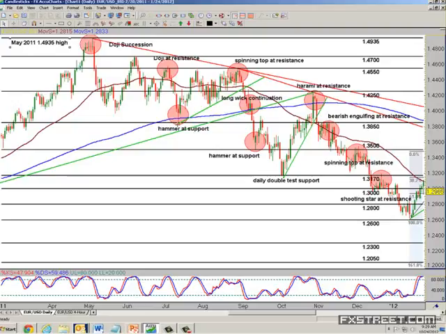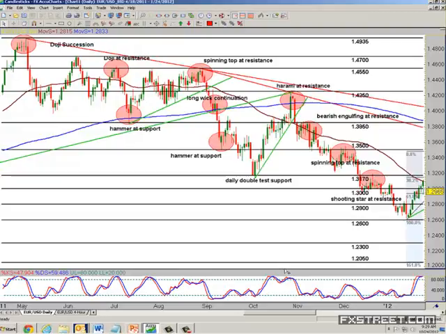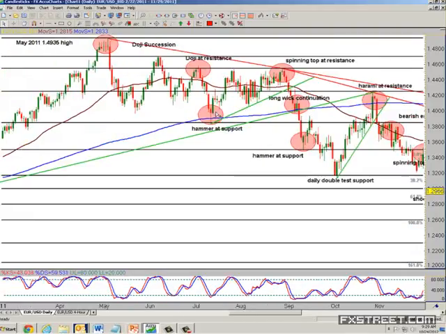Okay, so we got a hammer at support here. This is a very nice hammer, long downside wick. So what was I talking about here? This move to the downside, a wick to the downside. Okay, let me zoom in a little bit more. I didn't see that, Jeremy. Let me zoom in a little bit more. Okay, hopefully you can see that.